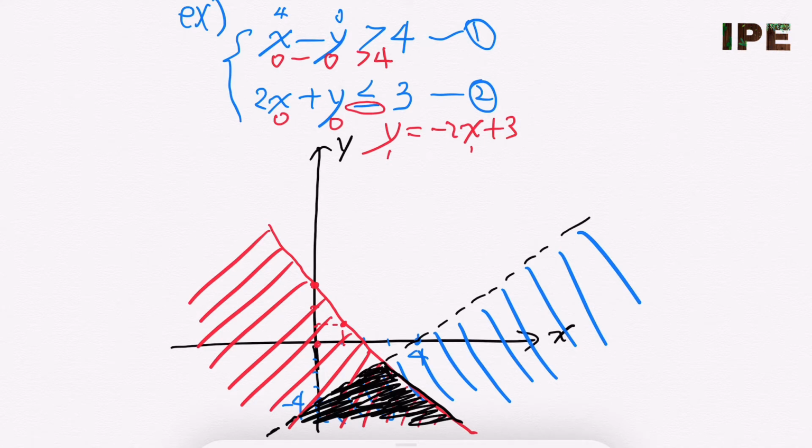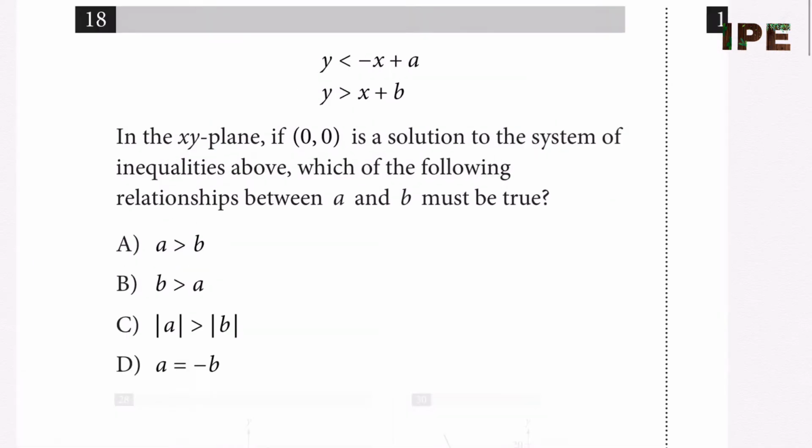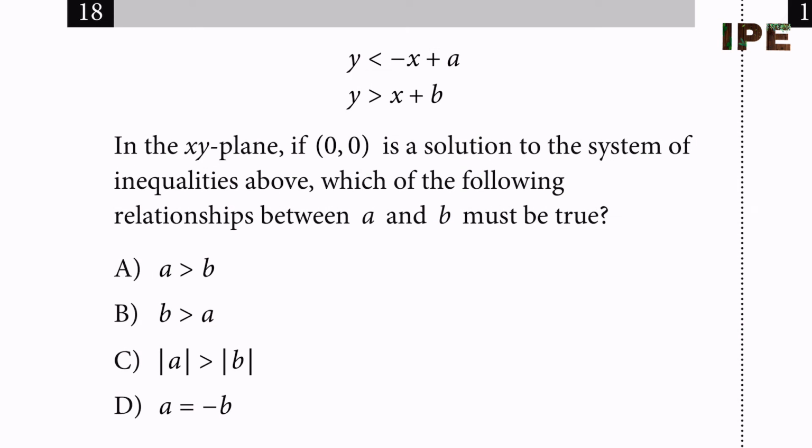Okay, let me solve some problems now. Let's go. First problem is this. y is less than negative x plus a, and y is greater than x plus b. In the xy plane, 0, 0 is a solution. That means when you plug in 0 for x and 0 for y in both inequalities, both should be true, isn't it? And then which of the following relationships between a and b must be true? So plug in 0 and 0 for x and y. That must be true. So 0 is less than a. That means a is greater than 0.